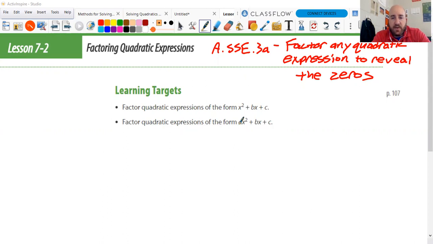The standard that we're going to focus on here is ASS3E3A: factor any quadratic expression to reveal the zeros. So we're only focused on the factoring part. We're not focused on the zeros yet. We'll worry about that when we talk about solving quadratics, which we'll start with the next video.